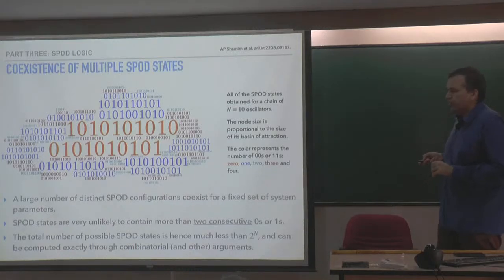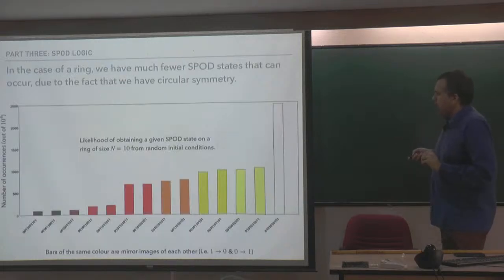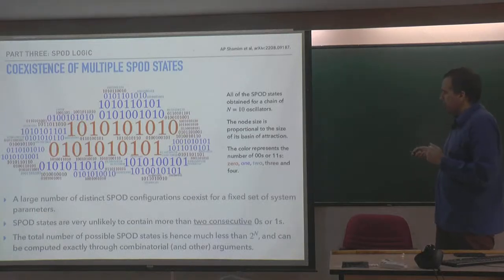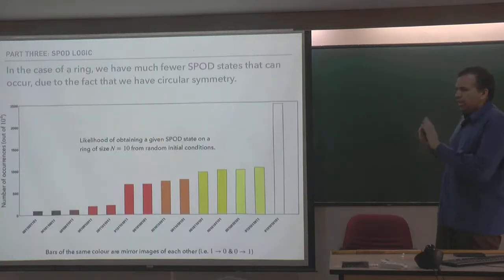Okay, sure. So one can work out the number of spots. For this particular figure that I've shown over here, this is for the case of a chain containing 10 oscillators. So here it turns out you have exactly 68 spots. But for a ring, for the same size, you have only 14 spots.